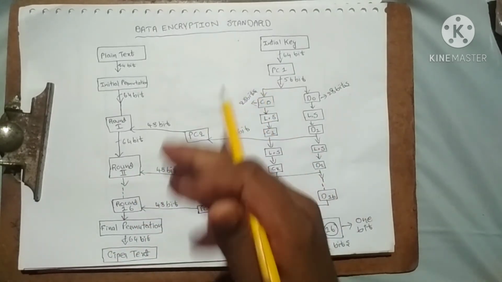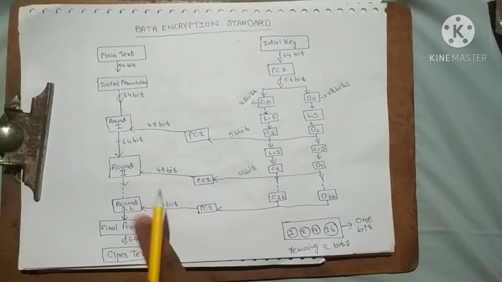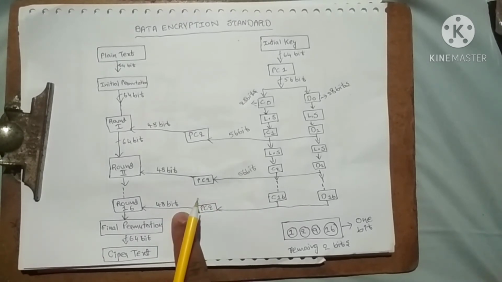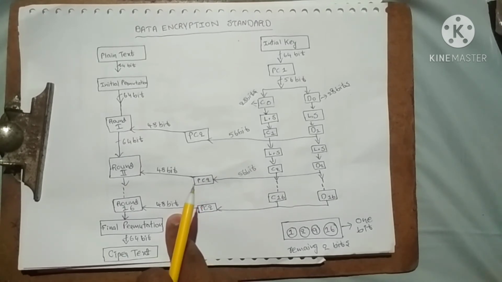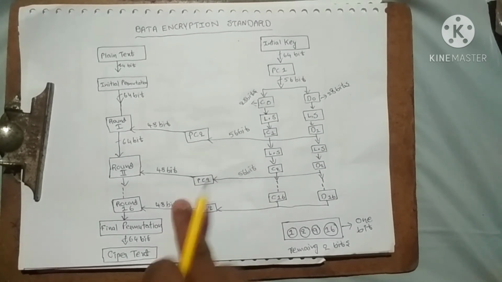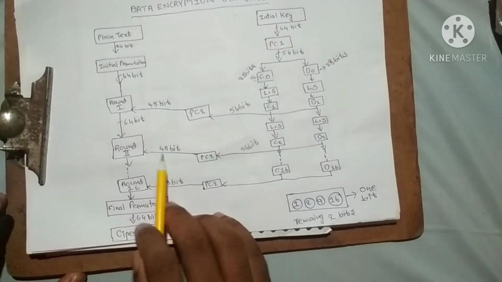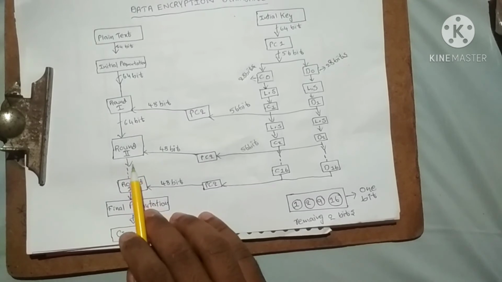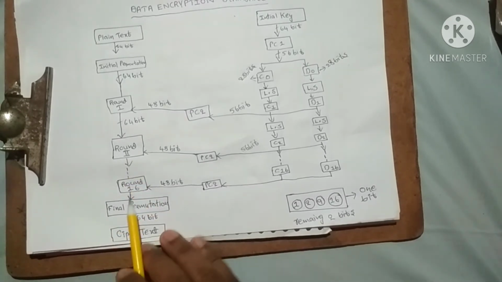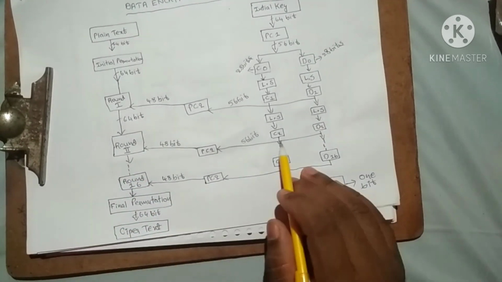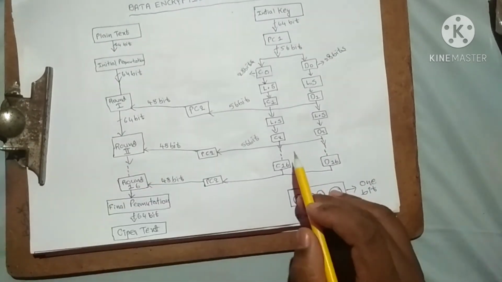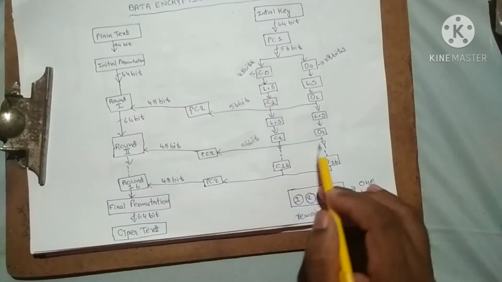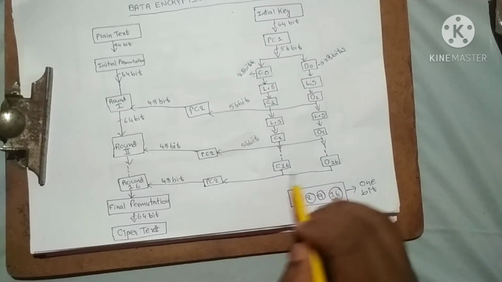Here there are 16 rounds. For each and every round the key length is 48 bits only, but the key is unique from round to round. So the round 2 48 bit key and 64 bit plain text are given to round 3, and so on up to round 16. Here C2 and D2 are used for round 3, C3, D3, and so on, up to C16, D16.